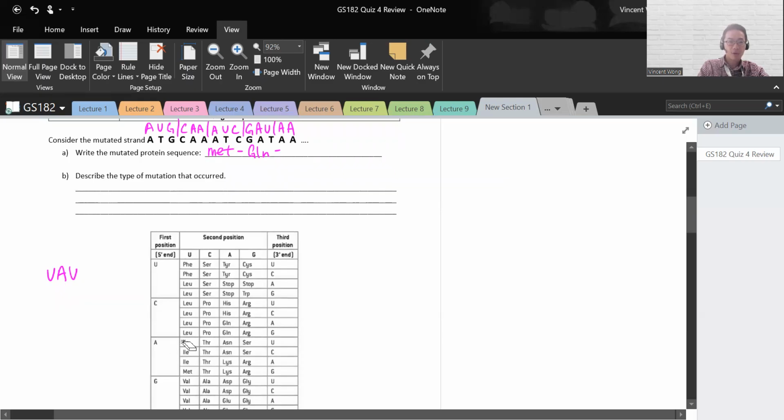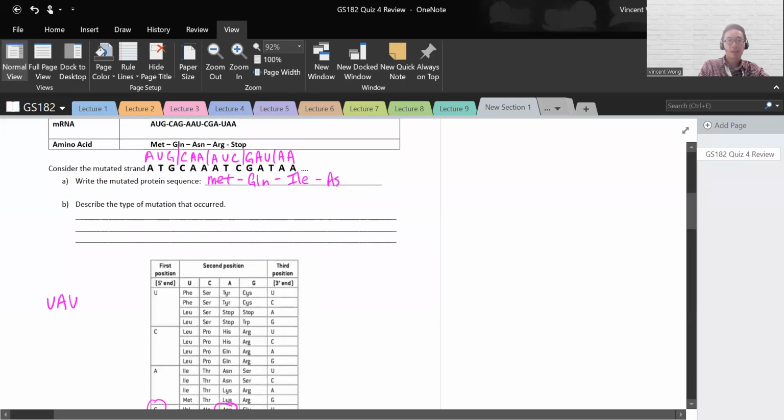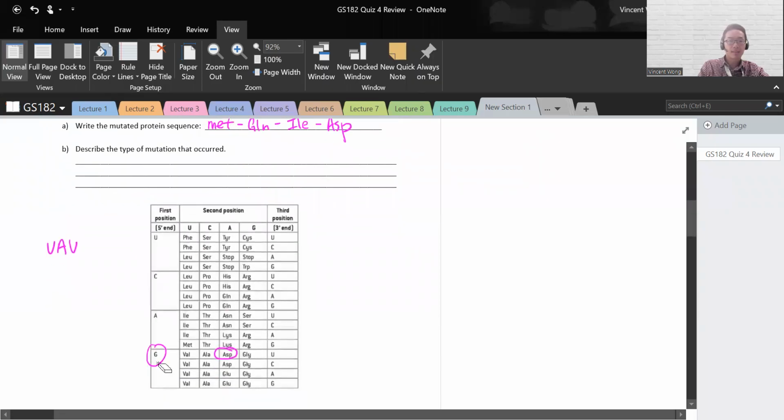You should have your own codon chart as you are going through this review with me, so that you can try it out yourself, right? There's a GAU as well. So G is over here, A is over here, and U. So GAU codes for ASP, right? So that is it. Okay.